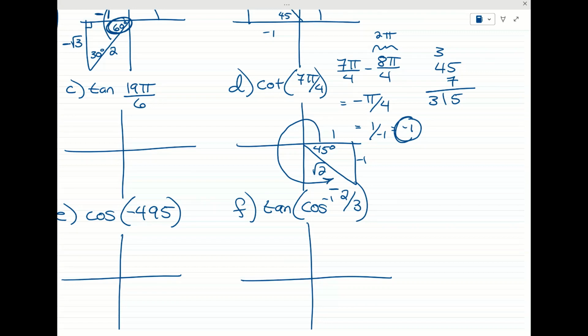Now, 19 pi over 6 is a really, really big number. What I would probably do is subtract 2 pi. So I would subtract 12 pi over 6 using coterminal angles. 19 minus 12 is 7 pi over 6. And then 30 times 7 is just 210. This is 210 degrees, which gives us a reference angle of 30.